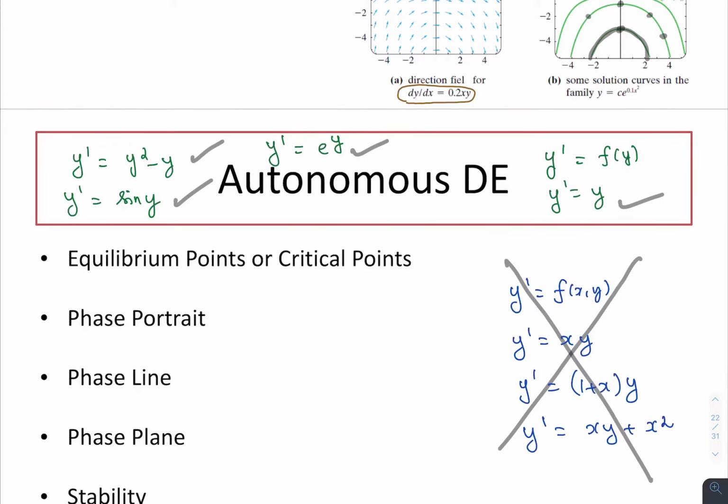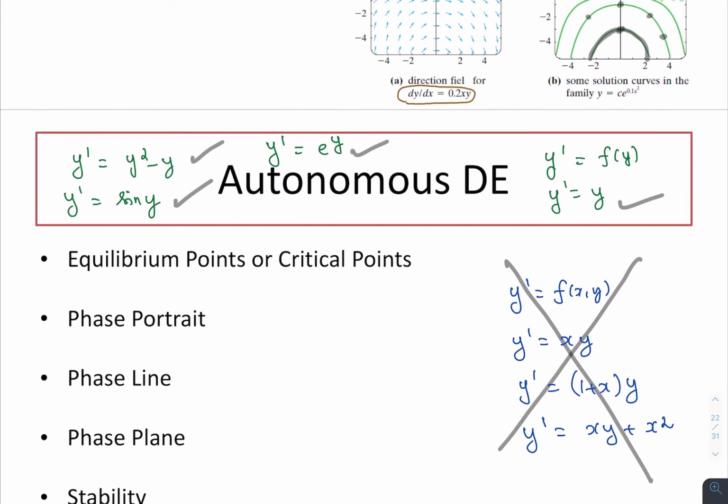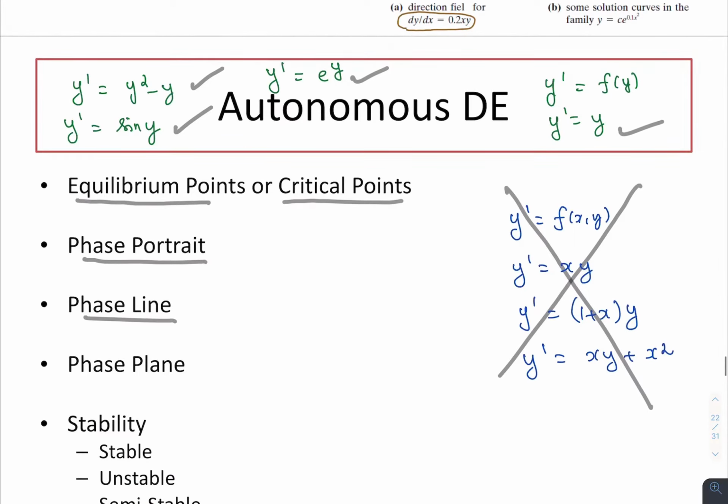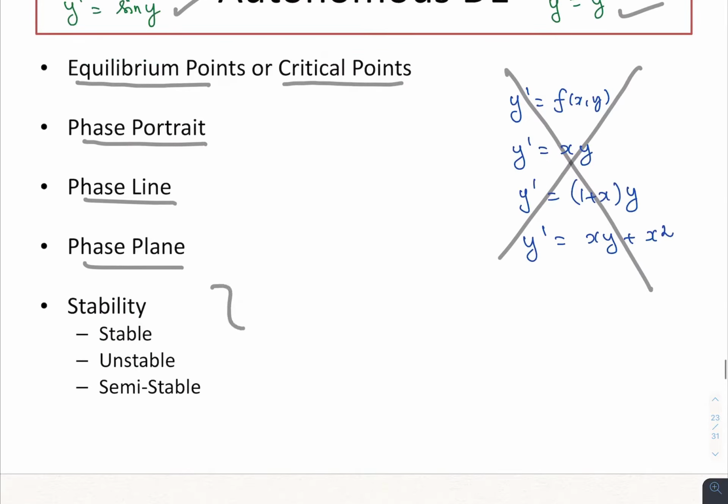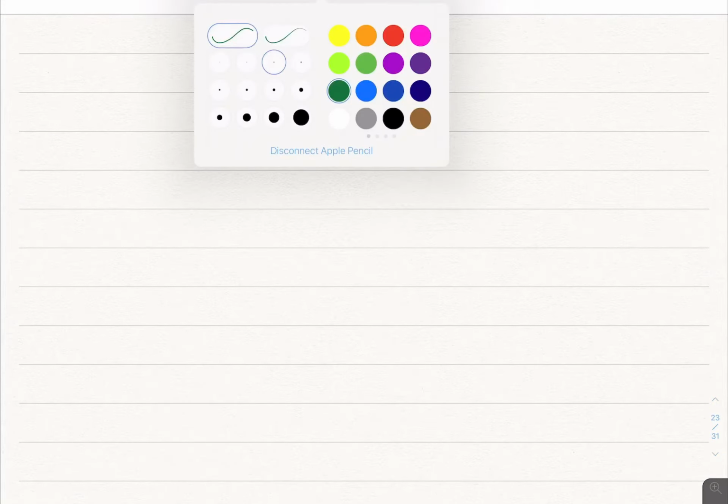So there are some good things with autonomous differential equations. Let's take a look at some of these terminologies, namely equilibrium points and critical points, phase portrait, phase line, phase plane, and stability, and so on. So what is an equilibrium point? When you have a differential equation like y prime equals f of y.